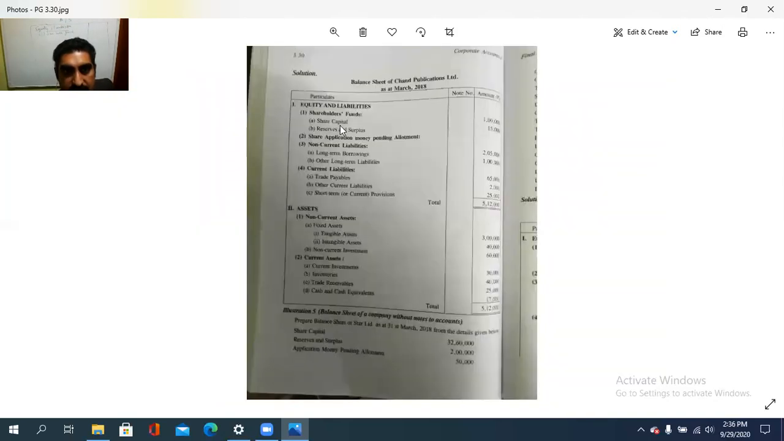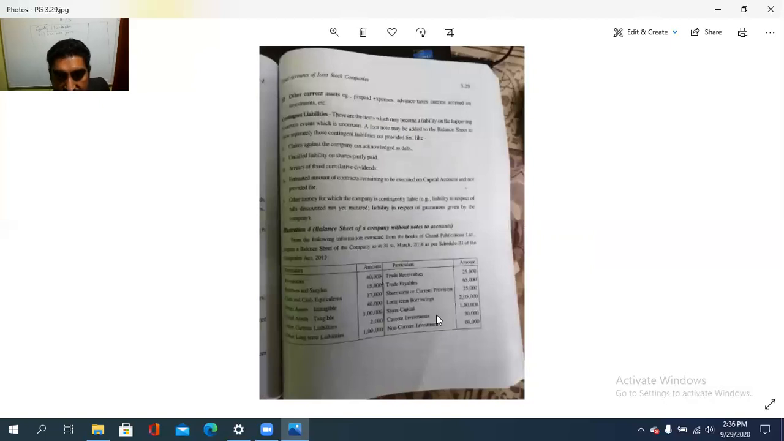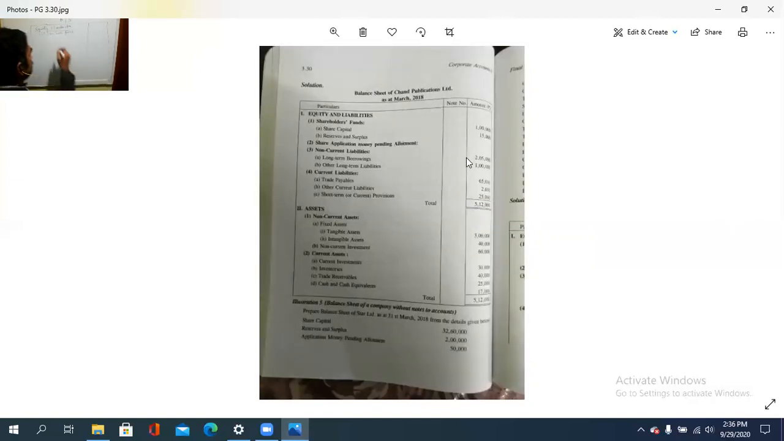Under that, what is there? Share capital and reserves and surplus, that is already there in the question. Share capital 1 lakh, and where is the reserves and surplus? 15,000. So that is the first item. So, share capital, how much is it?